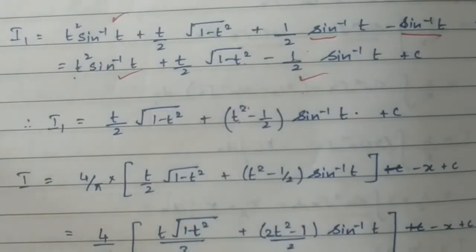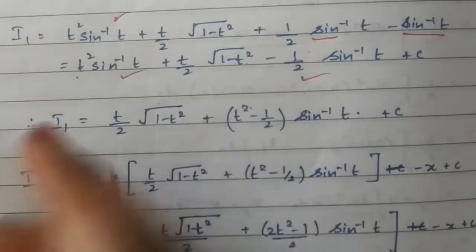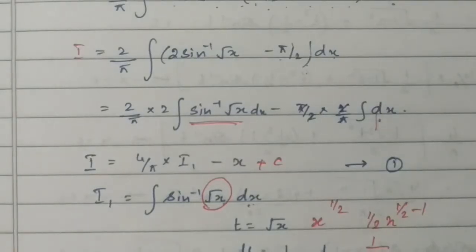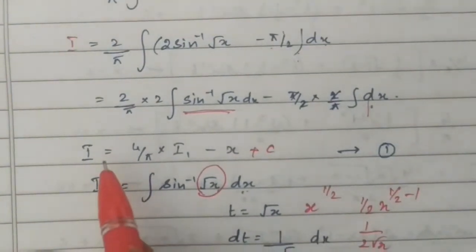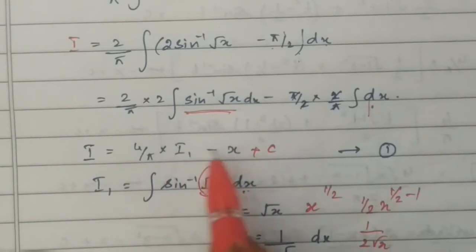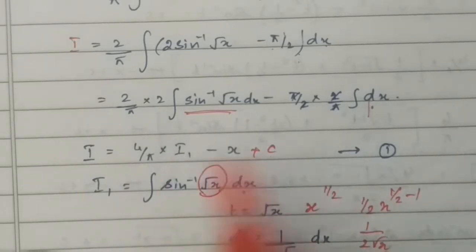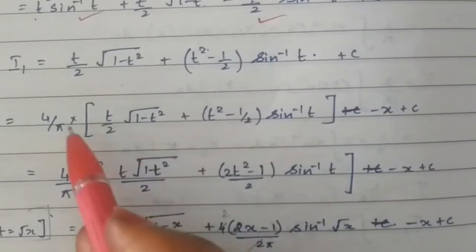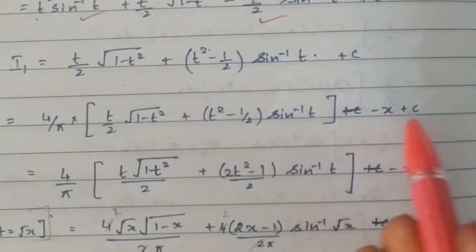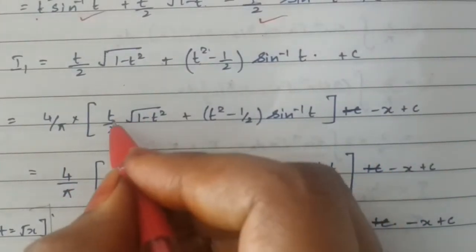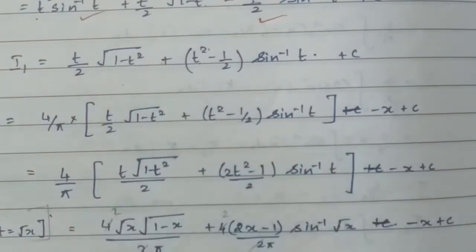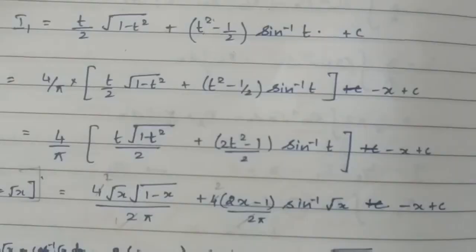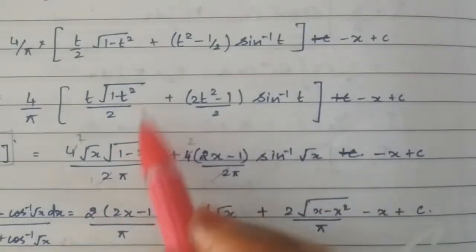So after that, what do you need to substitute? Integral 1 you need to substitute. The integral is nothing but 4 by pi into I1 minus x plus c. So in the place of I1, we are going to substitute this I1 value. Therefore, 4 by pi into I1 minus x plus c. After that, in the place of t, you need to substitute x, that is, t to be root x. Just substitute, simplify it and write, and check whether you are getting the solution.